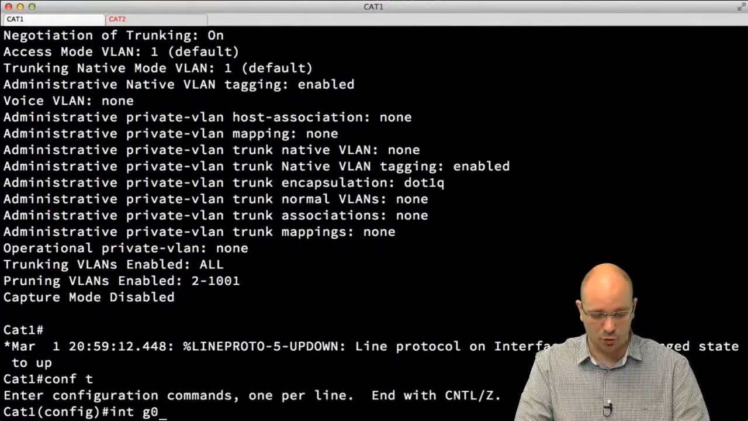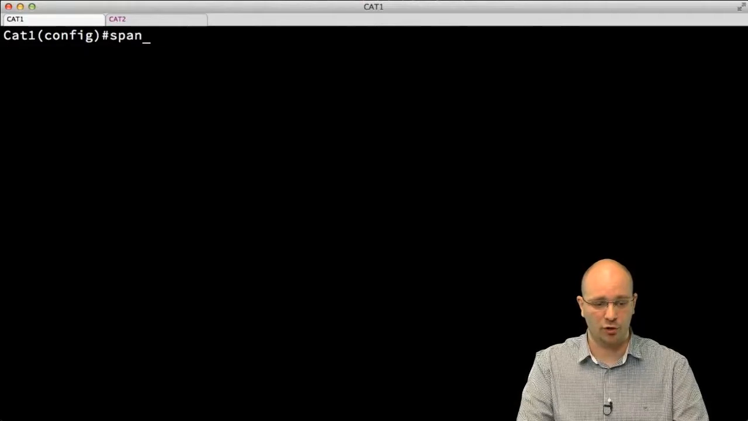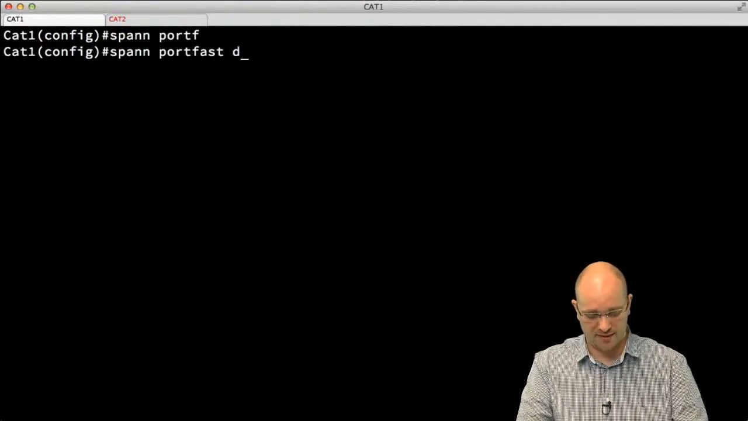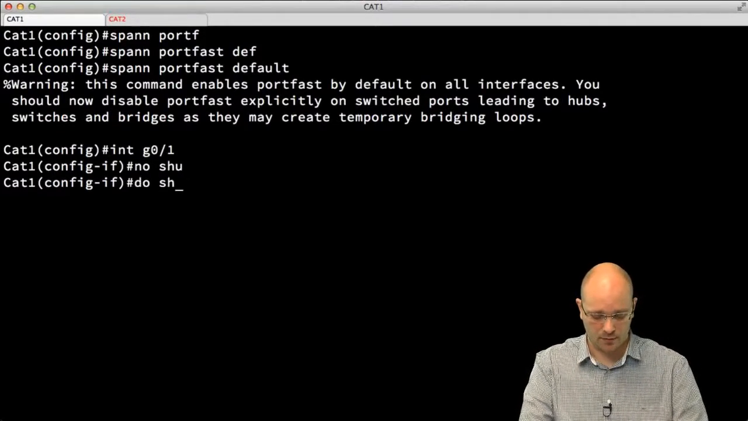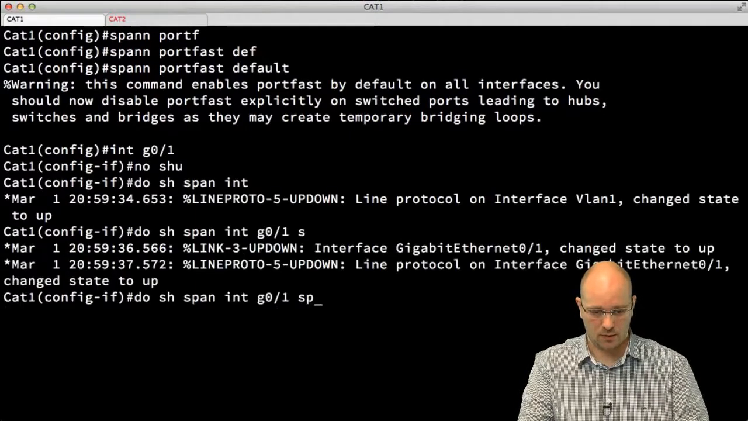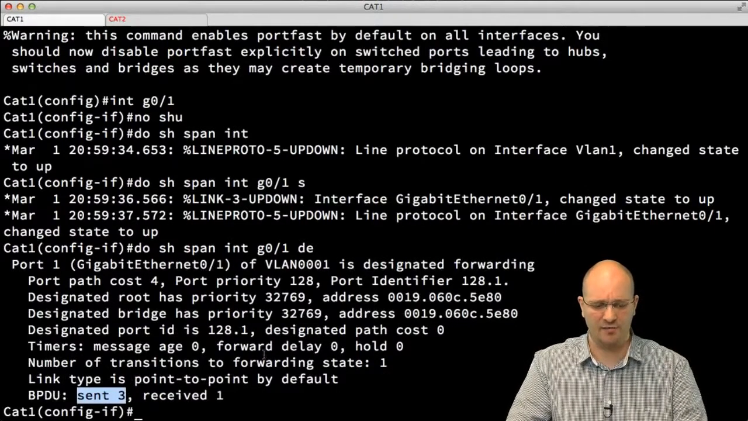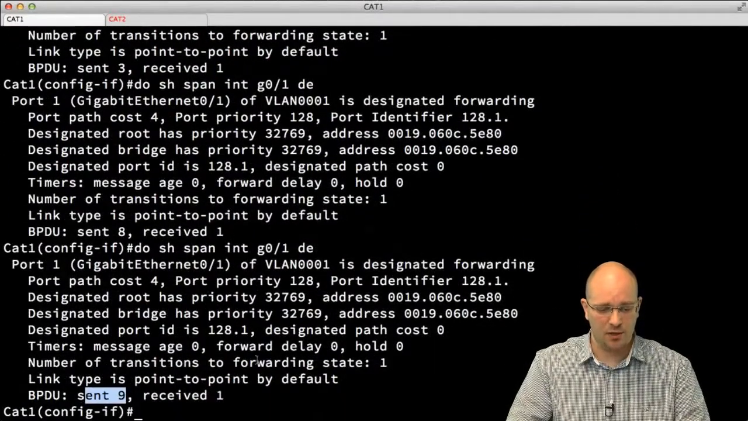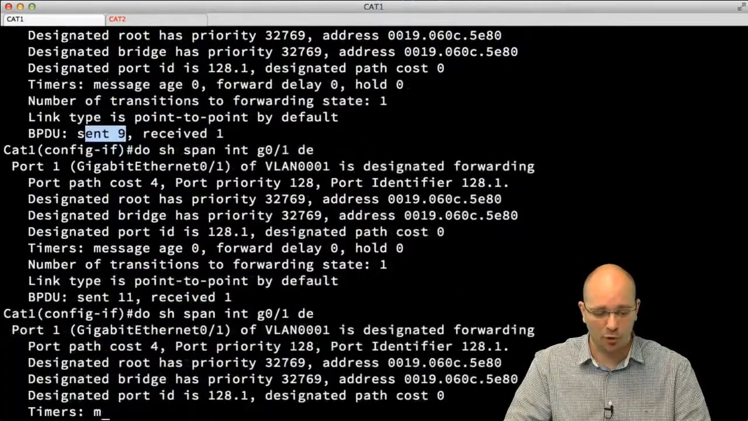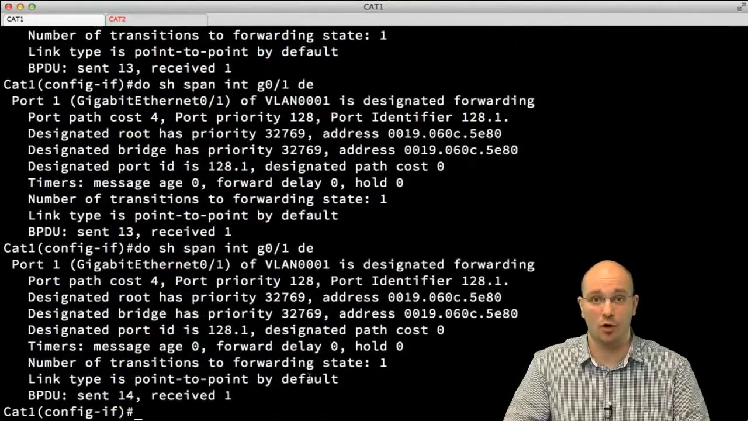So what I'm going to do next, I'm going to start by shutting this port down, and then in global configuration I'm going to say spanning-tree portfast default. So now when I bring this interface up, and if I repeat this command here, I will see that I again have some BPDUs being sent. I also have some BPDUs received here. And I can see also that some BPDUs are still being transmitted, and I'm going to be seeing these BPDUs being transmitted on and on.